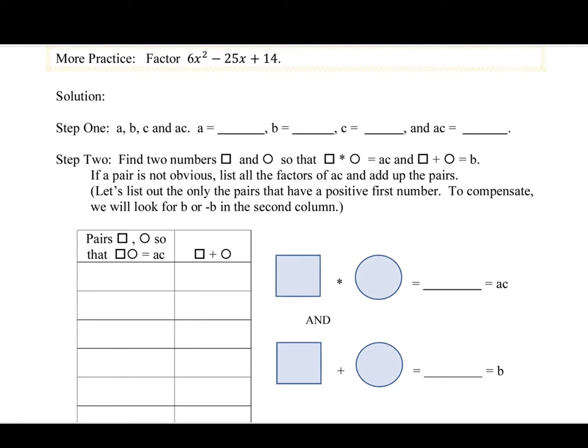Hi, this is Connor, and I wanted to show you a couple more examples of using the AC method to factor. So, I am factoring this quadratic, 6x squared minus 25x plus 14.